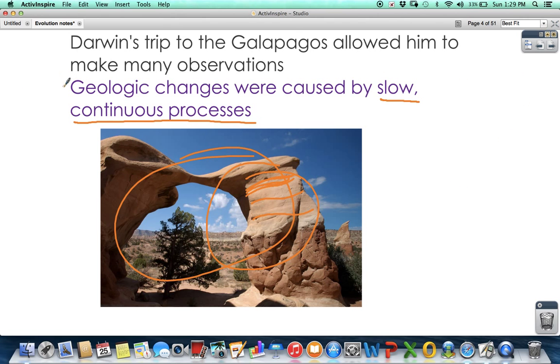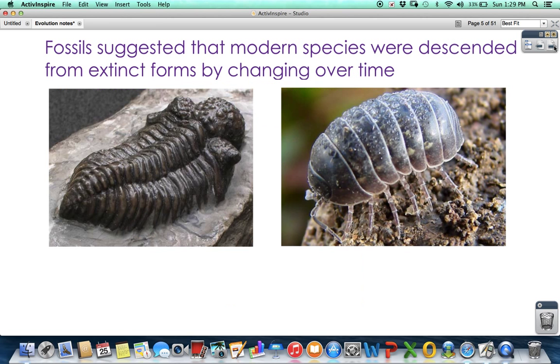So he came up with the idea that geologic changes like erosion were caused by a slow process that had to have taken more than the previously believed 6,000 years. He also found fossils, like this trilobite and this isopod, which is your average roly-poly. He realized that maybe these guys are related to each other, and that over time the animal accumulated enough little changes that, given enough time, it ended up looking like this.